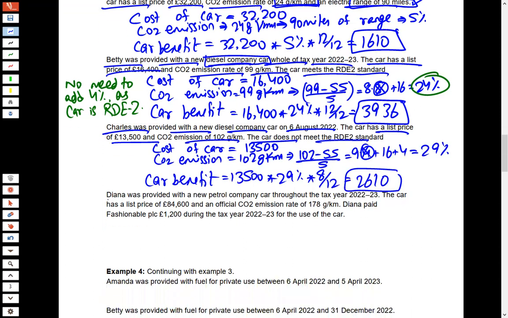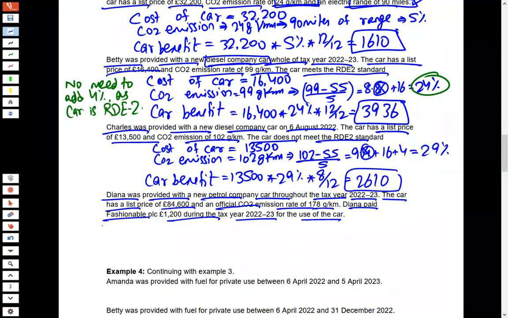Then last, Diana was provided with a new petrol company car throughout the tax year 22-23. The car has a list price of 84,600 and an official CO2 emission rate of 178 grams per kilometer. Diana paid Fashionable PLC 1200 during the tax year 22-23 for the use of the car.